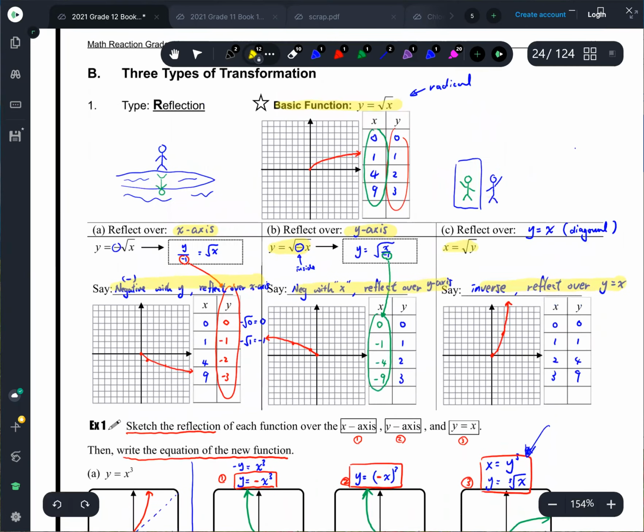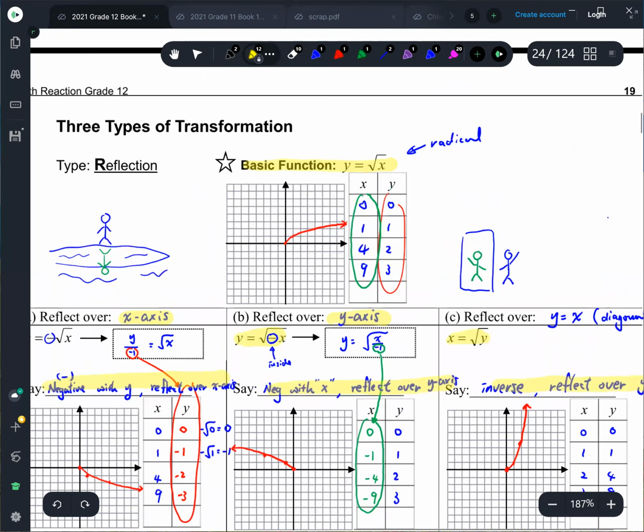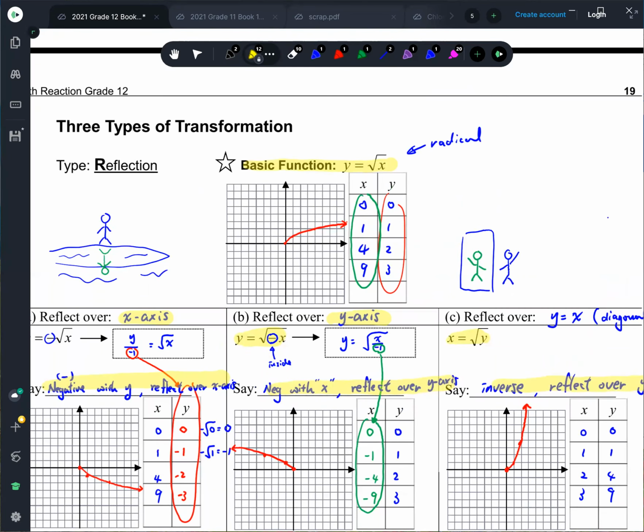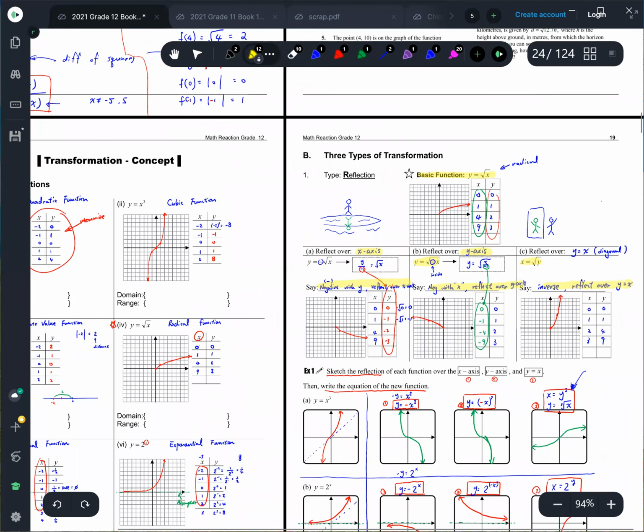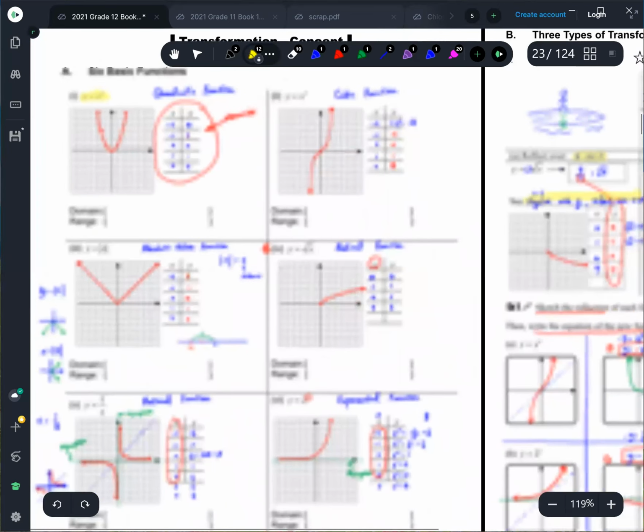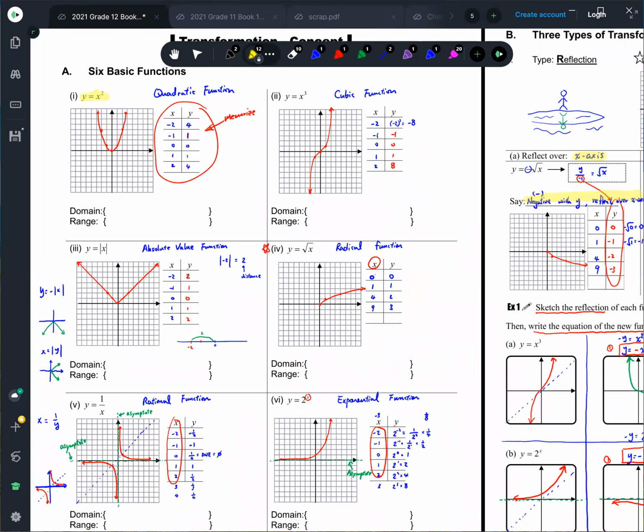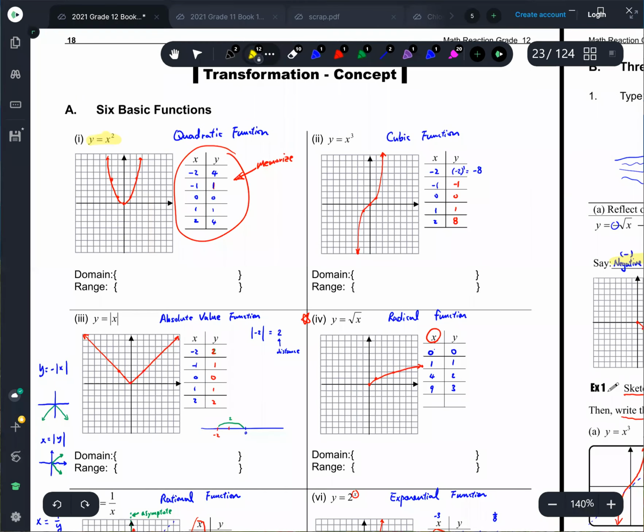So anything that's movable, right, you have to move it to the y side, okay? Usually you can tell by looking at the basic, right? If the basic is a radical, that means anything inside the radical has to stay with the x. Anything outside the radical, it will be movable, right? So we have 6 basic functions. When you start the question, you need to see which basic are we dealing with, right?